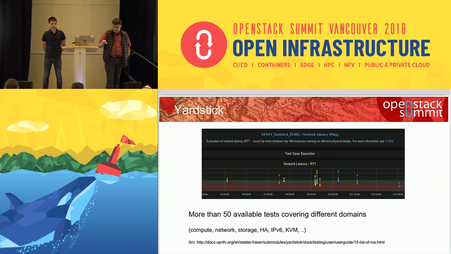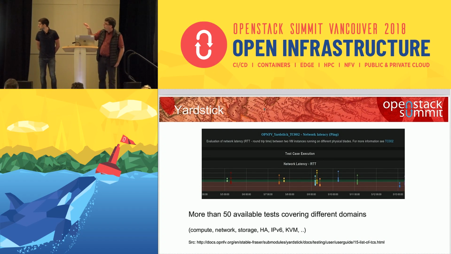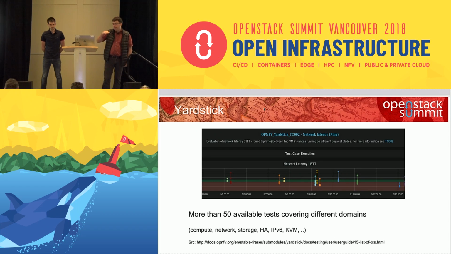I just put one of the examples here. For example, you have one test case, TC002, which is defined in ETSI, and the goal is to evaluate the network latency in a certain condition. And as we have lots of labs, we're able to run regularly on different types of hardware, different types of scenario, different types of installer combination, and we're able to graph that. The difficulty is not, from this figure, to decide what is the right threshold, and say, okay, that's the right figure that must be reached in order to qualify NFVI as a real telco cloud.